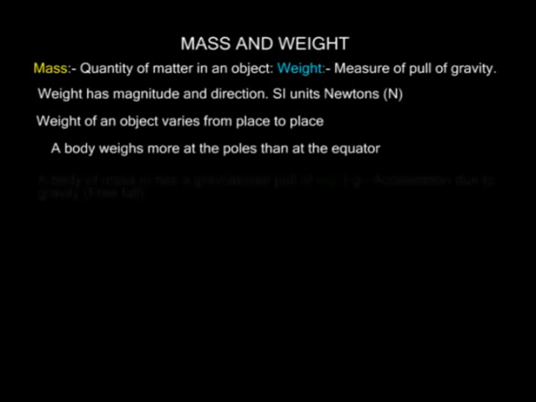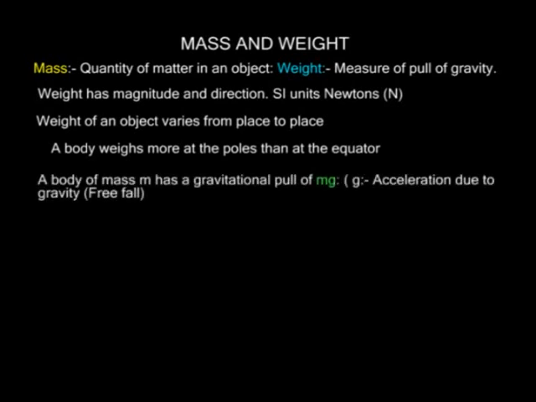On the Earth's surface, an object of mass m has a gravitational pull of mg on it, where g is acceleration due to gravity or free fall. Therefore, weight W is equal to mg, that is mass times the acceleration due to gravity. The Earth pulls each kilogram of mass on its surface with a force of about 9.8 newtons, which is approximately 10 newtons per kilogram. Compare this with the value of W over m from the experiment.